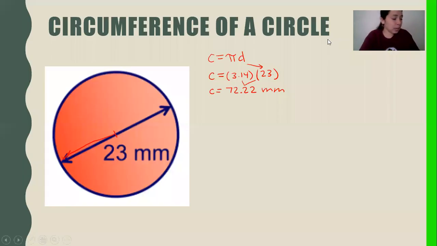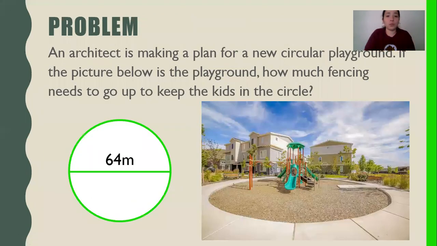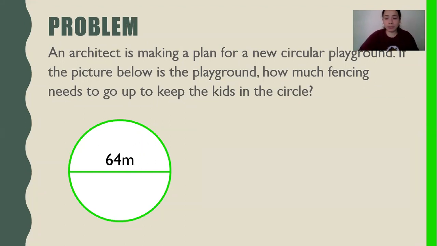I know we don't have too much time left, so I do want to review this problem really briefly. Using that information, going back to the problem about the playground, 64, we're going to do C is equal to pi times D. Ariel, for this problem, we know that pi is 3.14. Do you think I have to multiply twice or do I leave it as it is? You don't have to multiply twice. You just have to do 3.14 times 64.